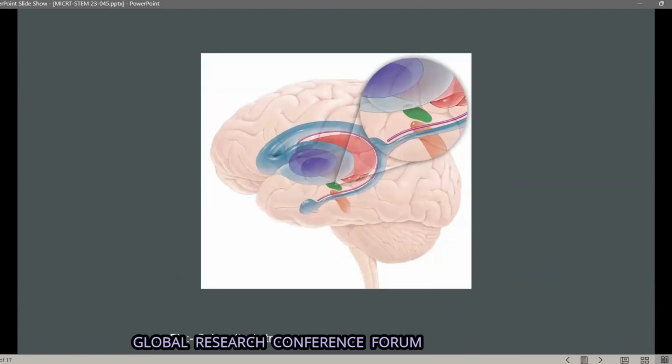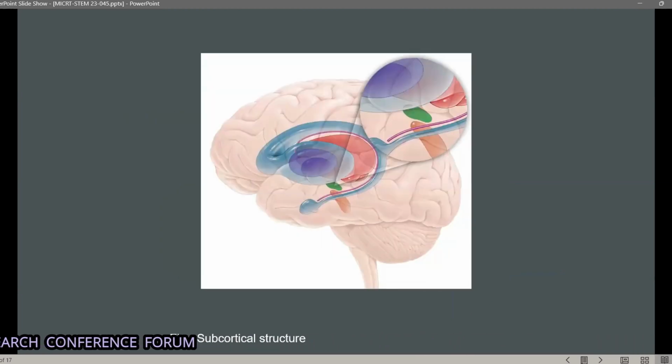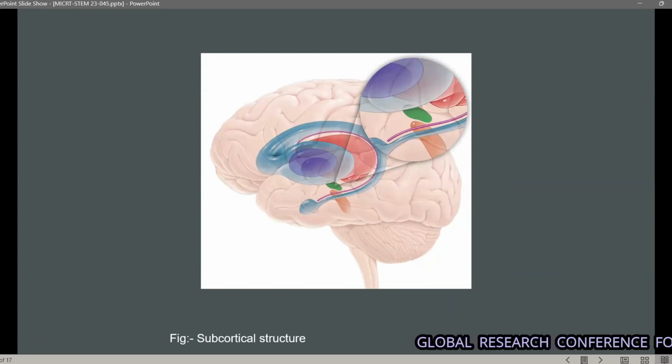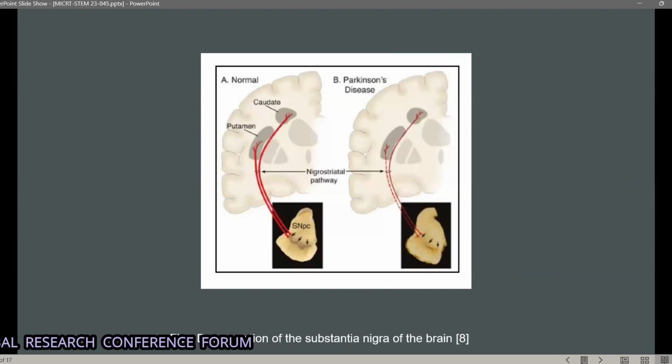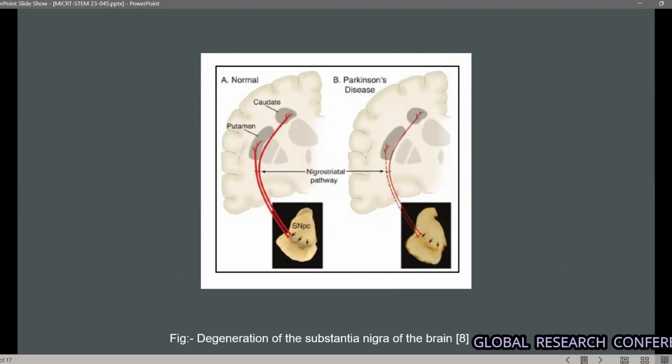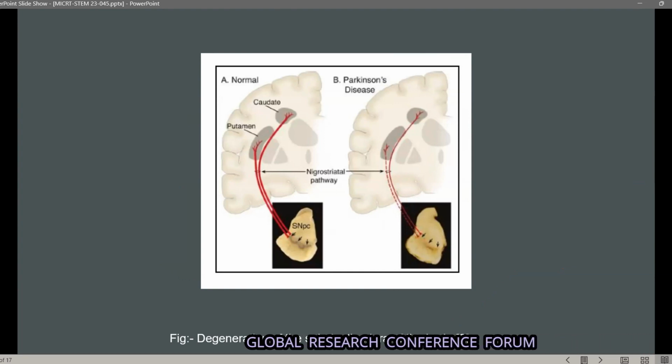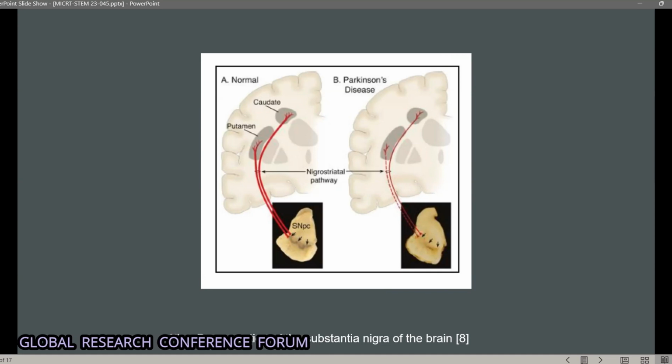This picture shows the part of the brain where the disease progresses. As you can see, on the left side is the inside part of a normal person's brain, and with Parkinson's disease, the nerve cells shrink, as seen on the right side.